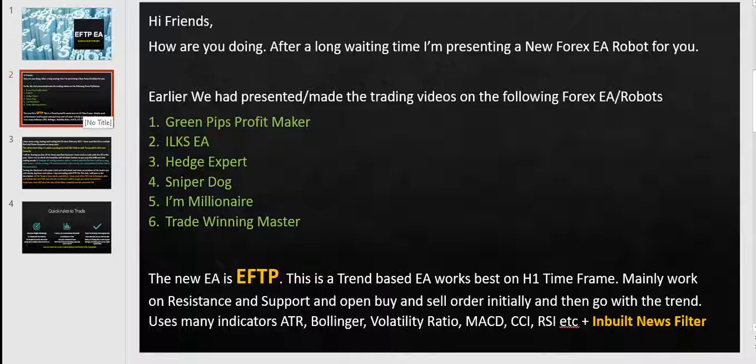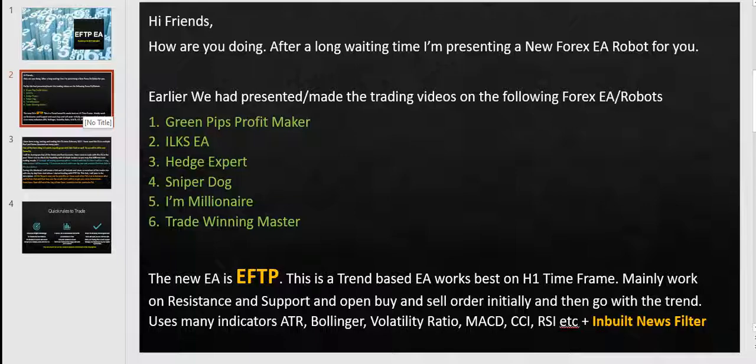So this new robot that I'm talking about, EFTP, I have been trying and testing since January, and I have also been testing more than 50-60 robots along with that, but somehow none of them succeeded or was in comparison to the EAs that I uploaded videos on earlier, right? But this new EA is pretty good. I have been trading this EA since February 2021.